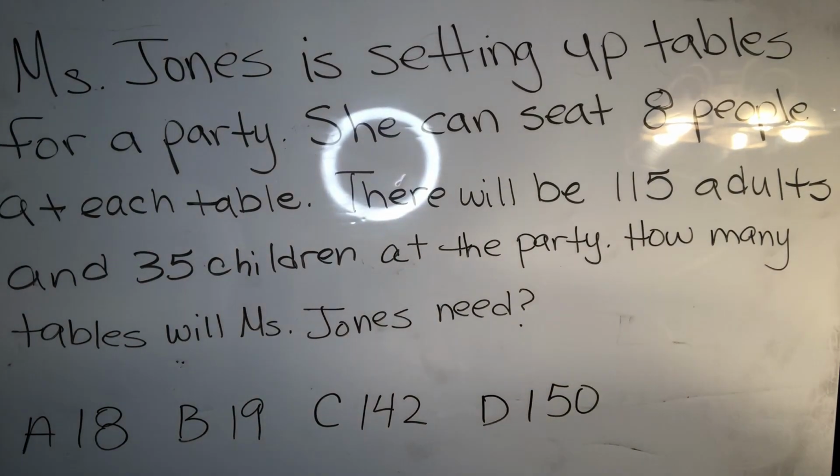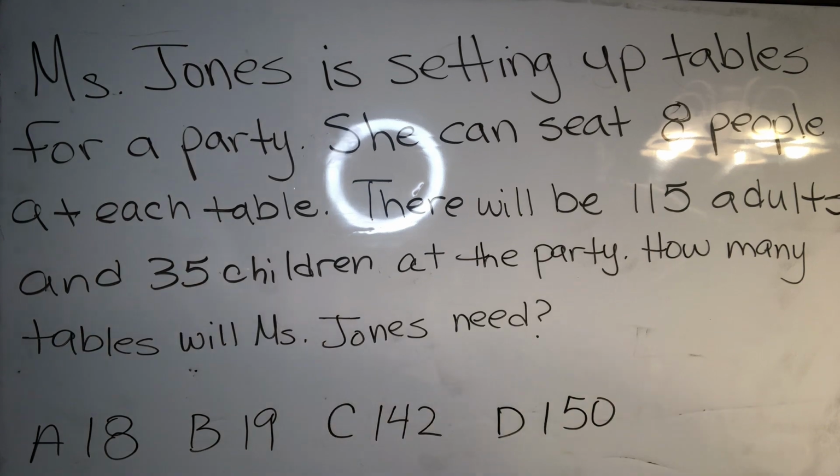All right, so like Jamir told us, we have 150 people in total that are going to be at the party. So now that we know we have 150 people, we can start our second step. Our second step is to see, out of the 150 people, how many tables she will need if she seats 8 people at a table. So therefore, we're going to have to divide 150 by 8.